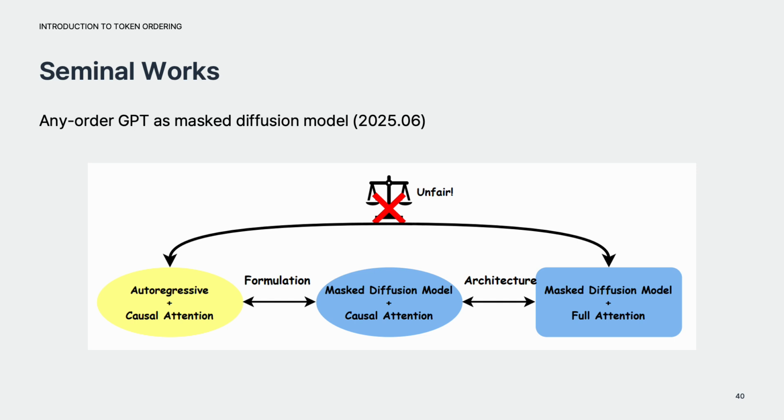Now I will introduce the second paper, Any-order GPT as masked diffusion model. This work points out that current comparisons between AR models and MDMs are unfair. The reason is AR models are usually decoder-based with causal attention, whereas MDMs are usually encoder-based with full attention. Therefore, this paper proposed MDM plus causal attention for a fair comparison with AR. Here, the MDM ultimately becomes equivalent to an any-order AR expressed in formula form.